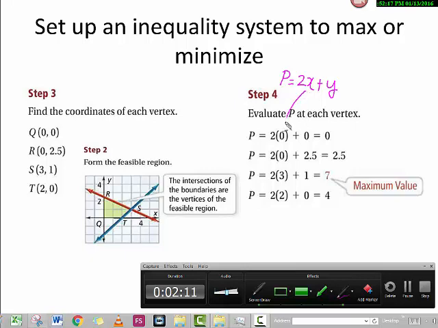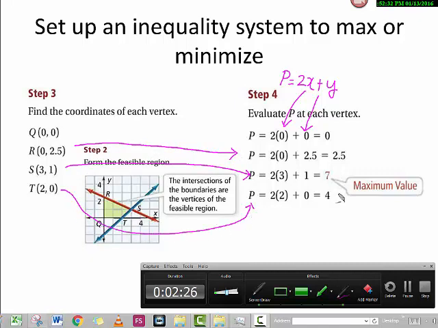So for the first vertex we come up with this value of 0. For R, we got 2.5. For S, we got 7, and the last vertex we got 4. So if I compare all these values, you know this is the minimum value, and of course S is the what? Maximum value.